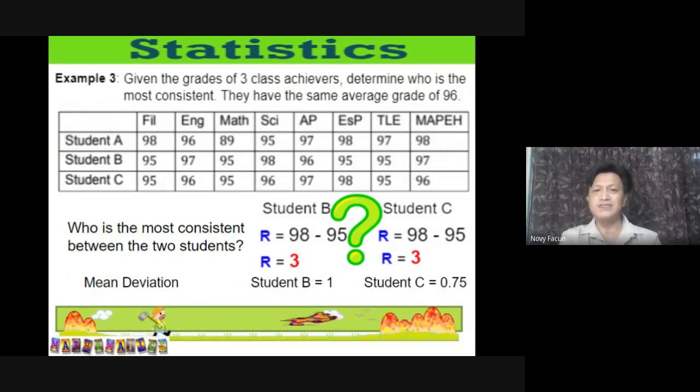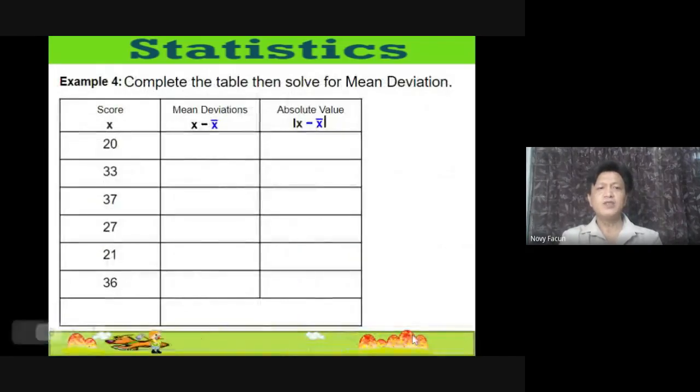Meaning to say, in the mean deviation, the closer it is to the mean indicates more consistency and reliability. Student C is more consistent than student B. Therefore, student C is the most consistent achiever. Kasi mas maliit po yung kanyang nakuha or yung nakuha natin mean deviation. Okay, ibig sabihin, kung sino mas maliit, yan yung magiging most consistent or reliable. Reliability. Okay, so ganun lang kung paano mag-interpret. So, with that, so let's proceed, no?